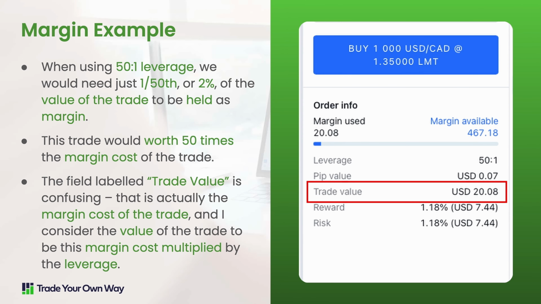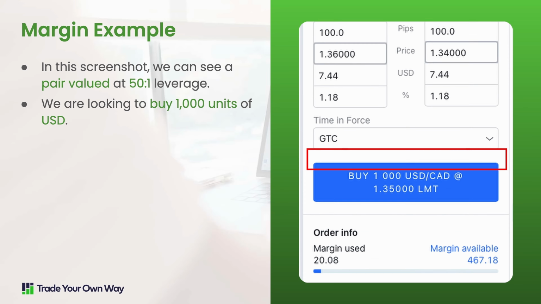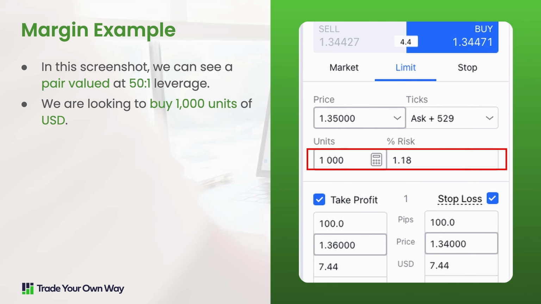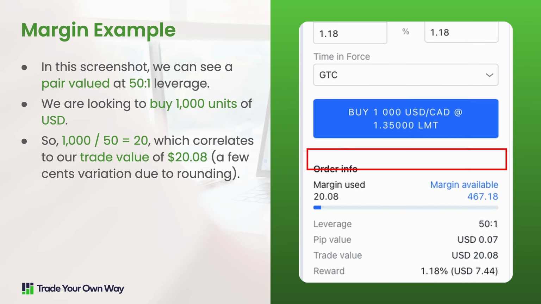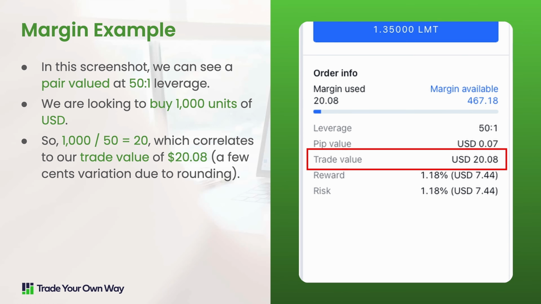This field that says trade value I find somewhat confusing. That is actually the margin cost of the trade, and I consider the value of the trade to be this margin cost multiplied by our leverage. In this screenshot, we can see our pair is sitting at 50-to-1 leverage. We are looking to buy 1,000 units of US dollar. So 1,000 divided by 50 equals 20, which is marked as our trade value, or what I consider margin cost.